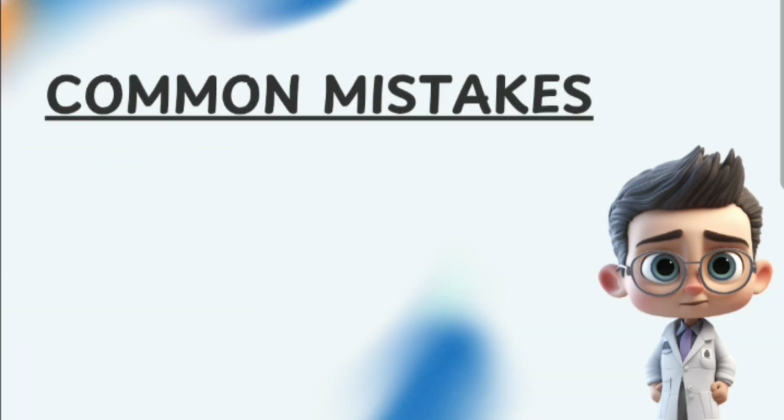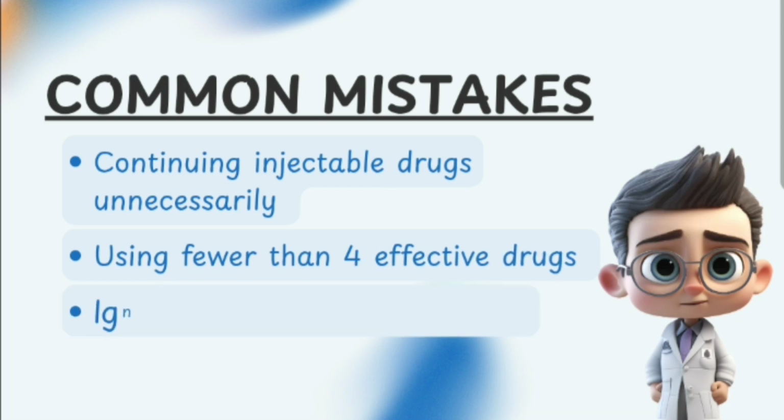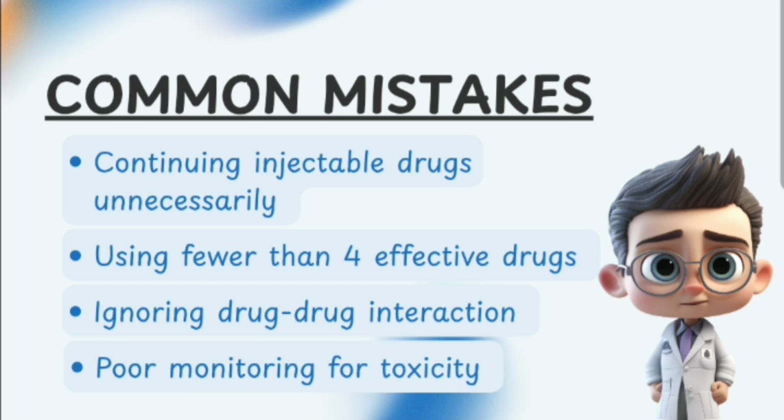Now let's discuss the common mistakes which can be easily avoided. These include continuing injectable drugs unnecessarily, using fewer than 4 effective drugs, ignoring drug-to-drug interactions, and poor monitoring for toxicity. Now, let me tell you how to answer in the exam. In your medicine exam, especially FCPS or viva, always structure your answer like this: define MDR-TB, mention all-oral regimen preference, name Group A drugs, state the duration, and add one line on monitoring.